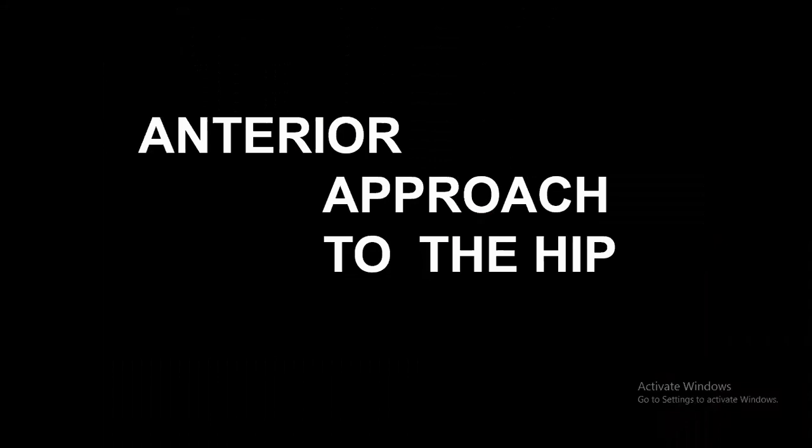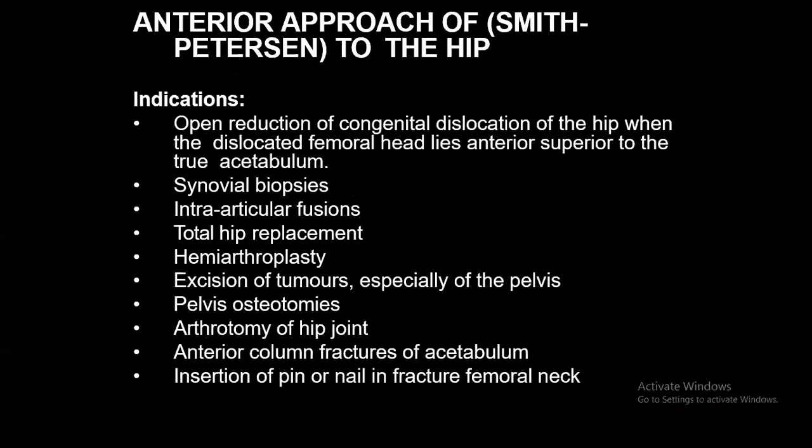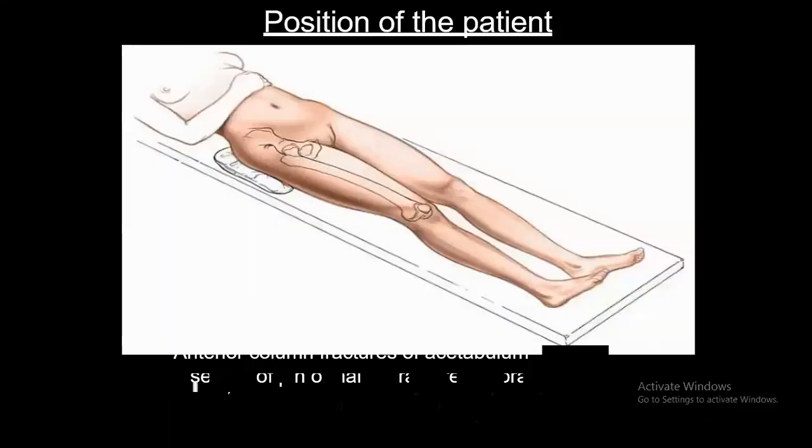Anterior approach to the hip joint. Indications of the anterior approach: open reduction of congenital dislocation of the hip when the dislocated femoral head lies anterior superior to the true acetabulum. Synovial biopsies, intra-articular fusions, total hip replacement, hemiarthroplasty, excision of tumors, especially in the pelvis, pelvic osteotomies, arthrotomy of the hip joint, anterior column fracture of the acetabulum, and insertion of a pin or nail in the femoral neck.